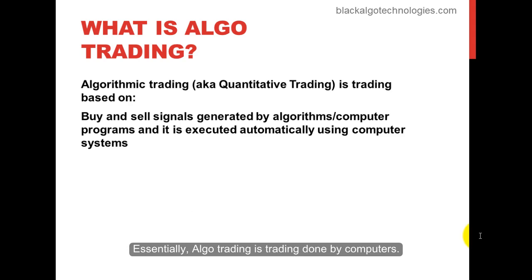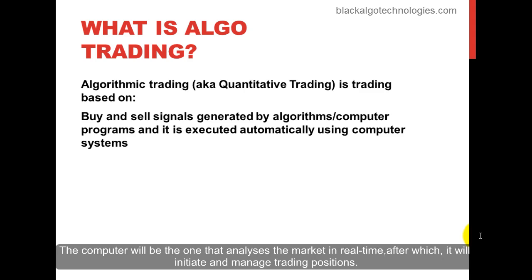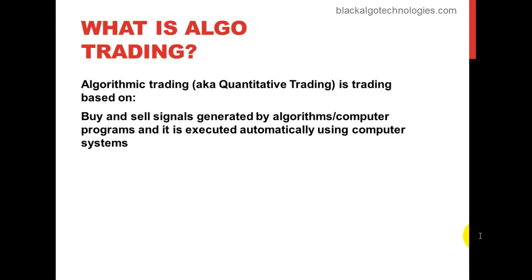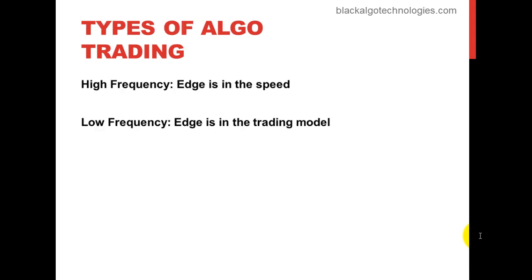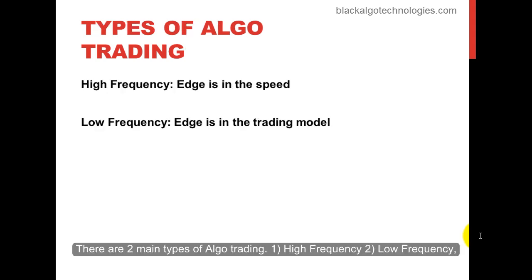Essentially, algorithmic trading is trading done by the computers. The computer will be the one that analyzes the market, after which the computer will be the one that initiates buy and sell signals, and they will be the one that manages your positions and trades. There are two main types of algorithmic trading. First is high frequency type. Second is low frequency type.